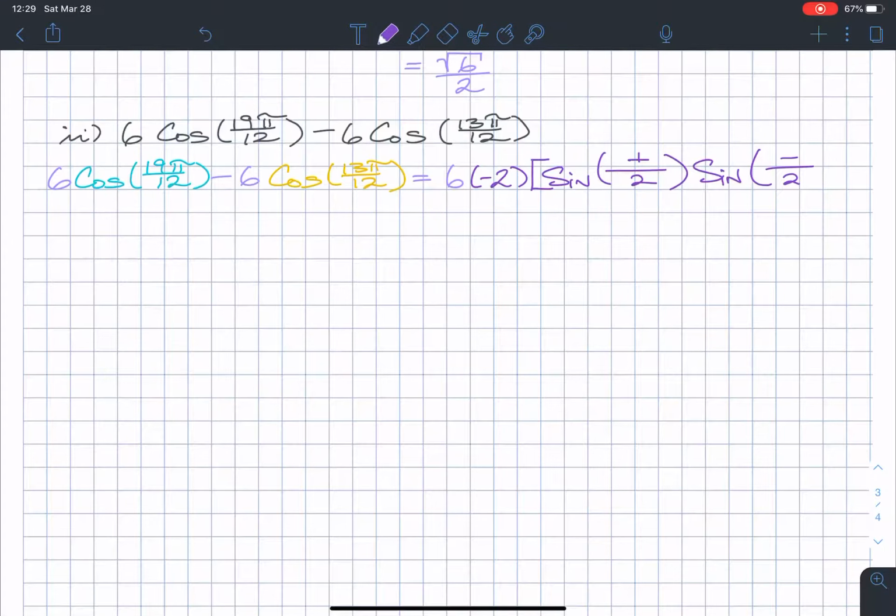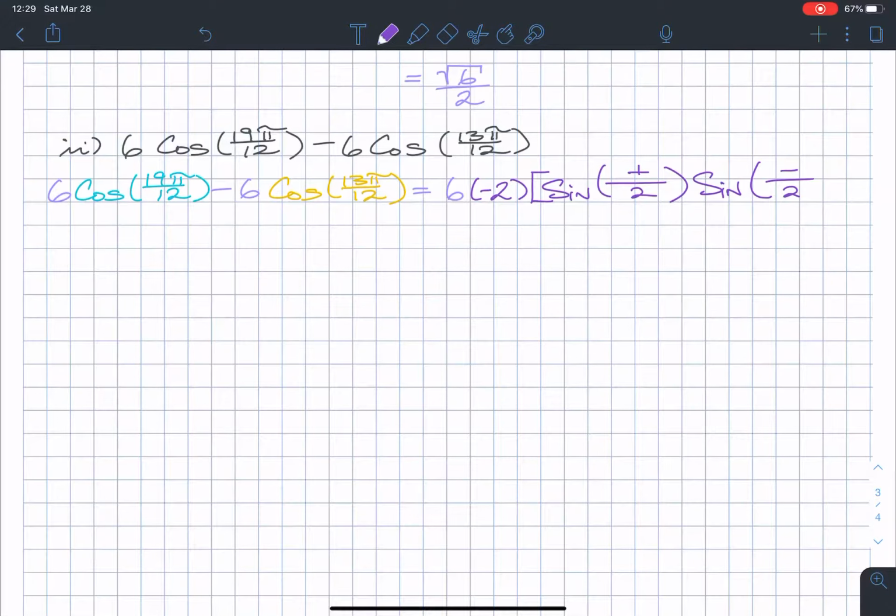Okay, where was I? Sine of the difference, but I need a bit more room. Okay, finally. Let's see if this works.